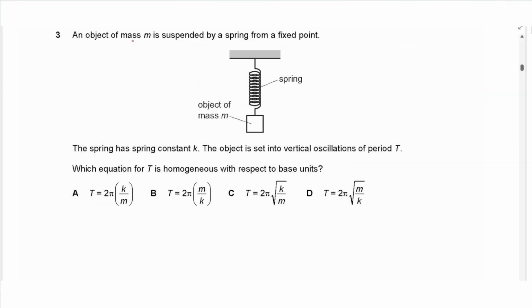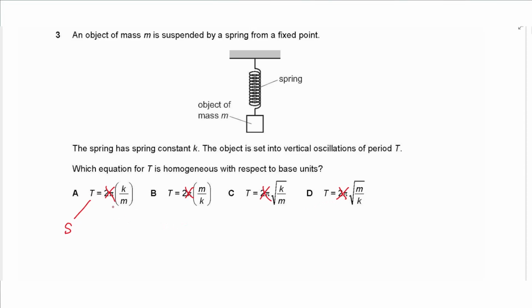Question 3 says an object of mass m is suspended by a spring from a fixed point. The spring has a spring constant k. The object is set into vertical oscillation of period t, which equation for t is homogeneous with respect to base units. That means the base units on the left hand side is equal to the right hand side of an equation. So on the left hand side in all the choices we have time, which has base unit seconds, and we need to check the right hand side for each equation. 2 pi is a constant without units, so it has no units in all the equations.